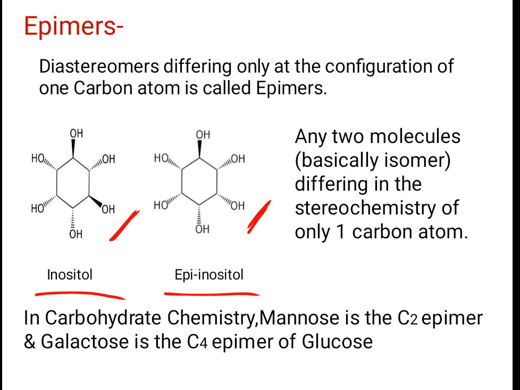In carbohydrate chemistry, mannose is the C2 epimer and galactose is the C4 epimer of glucose. You must remember this. This is a very important thing that you can get in any kind of exam, this type of MCQ, that mannose is the C2 epimer and galactose is the C4 epimer of glucose.